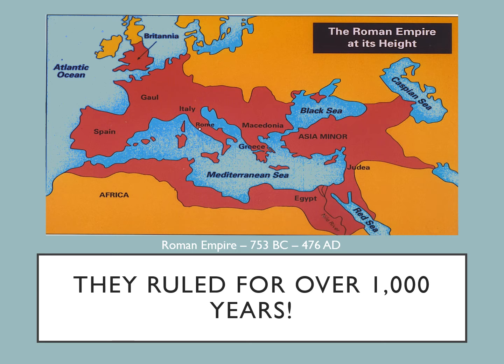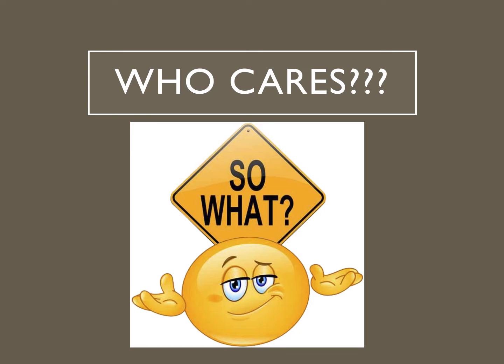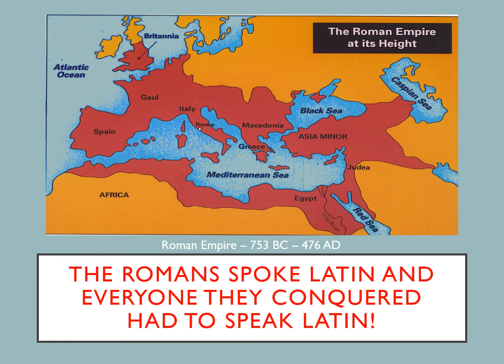All of the areas that are in red on this map were conquered by the Romans, and they ruled for over 1,000 years. So you're probably thinking, so what? Who cares? Well, I'm going to explain to you why you should care and why this will help you learn Spanish. The Romans spoke Latin, and everyone they conquered had to speak Latin. So looking at that map, all of the people in those areas that are red all spoke the same language for over 1,000 years.